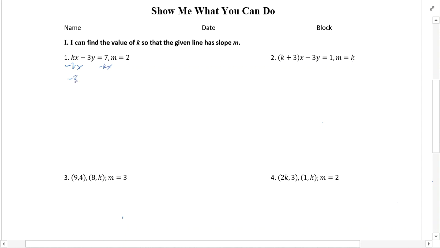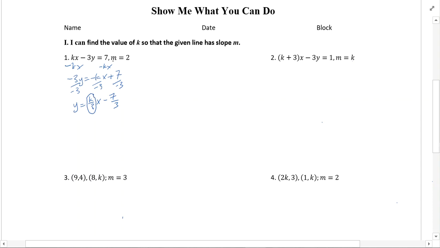So we're going to get negative 3y equals negative kx plus 7. Then to get y all by itself, we're going to divide each side by negative 3. And we're going to get y equals a positive k over 3x minus 7 over 3. All right, so now that we have this in slope-intercept form, we need to identify the slope. So remember, the slope is the coefficient of x. So it's this whole thing right here, k over 3.